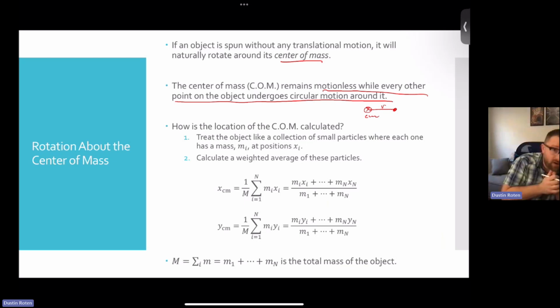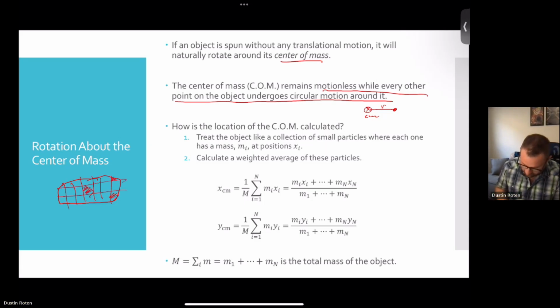To figure out where this point is, we need to treat the object like a collection of small particles where each one has a mass m sub i. So we're going to take whatever object it is, maybe a weird loaf of bread looking thing. What we'll do is divide it up into all these little pieces of the object.